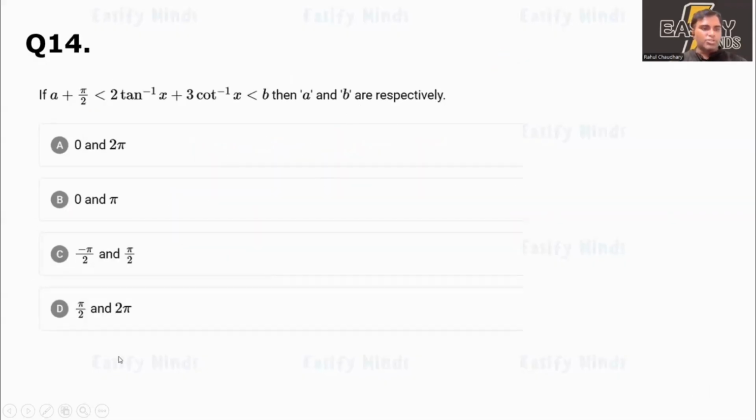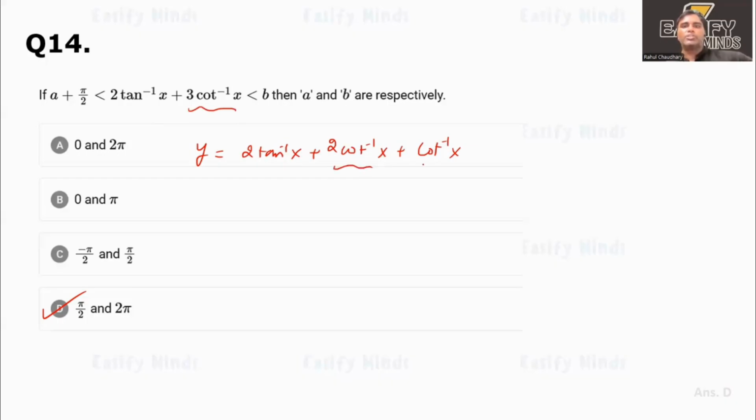14th question, second last question of today. Now pay attention. I will write this as y equals 2 tan inverse x plus 3 cot inverse x. 3 cot inverse x I will write as 2 cot inverse x plus cot inverse x. 2 is common. What is tan inverse x plus cot inverse x? Pi by 2. So y is coming pi plus cot inverse x. Now we know that cot inverse x belongs to where to where? 0 to pi.